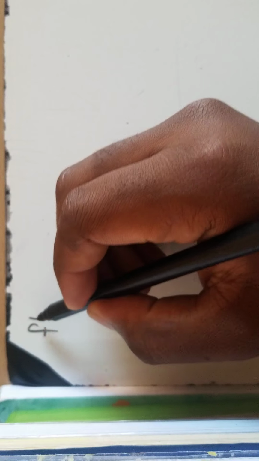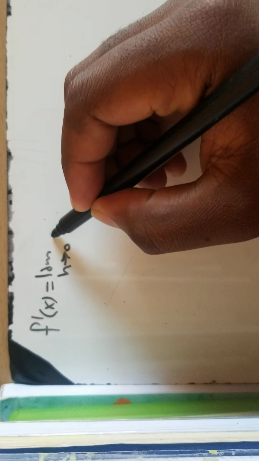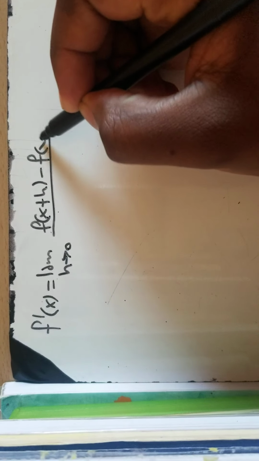Today I'll be doing calculus with you guys. I'll be deriving the first principles equation. I'm hoping that you are familiar with that equation. The equation is given by f prime of x is equal to the limit as h approaches 0 of f of x plus h minus f of x, all over h.